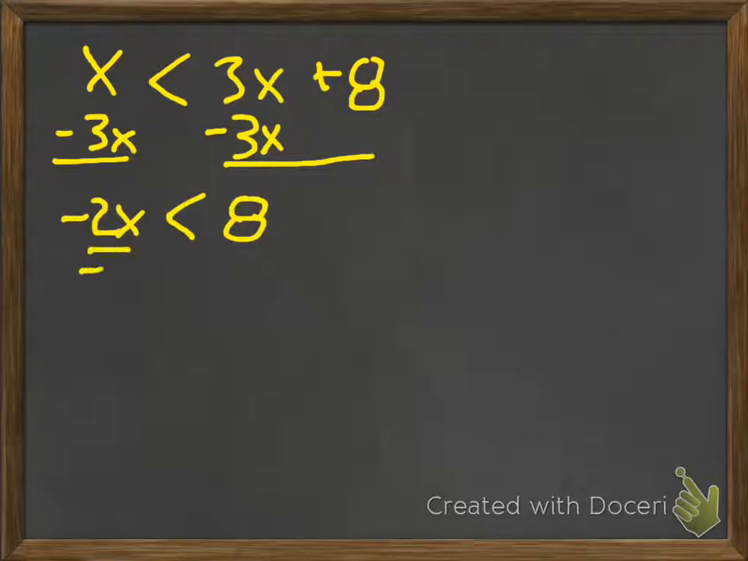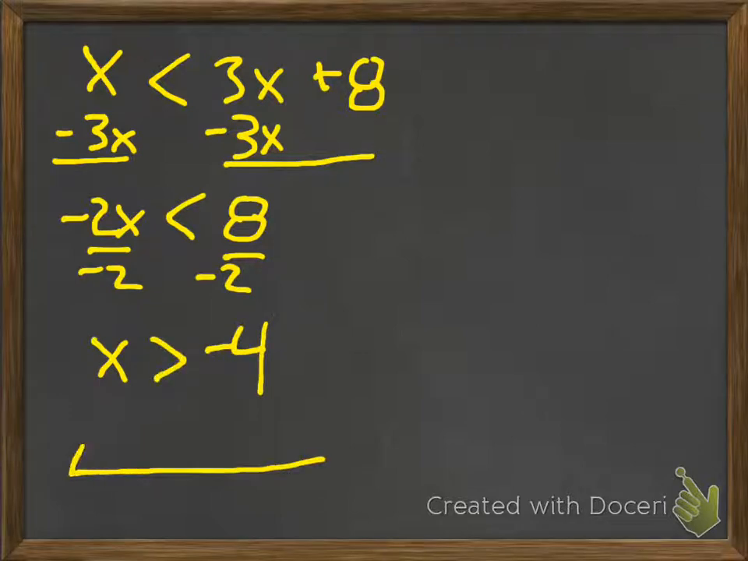Then I can divide by negative 2. And keep in mind, I'm dividing by a negative, so that means I'm going to have negative 4 here, but I need to make sure I switch the inequality and graph accordingly. Open dot now shaded to the right. Okay. Any questions on that, feel free to ask. Send them to me on Edmodo if you need to.